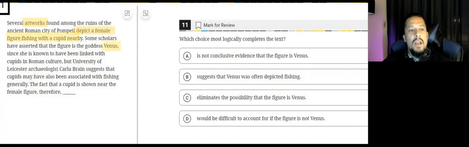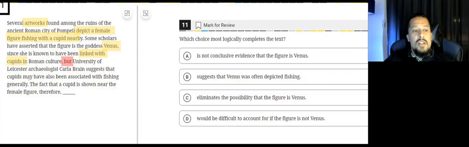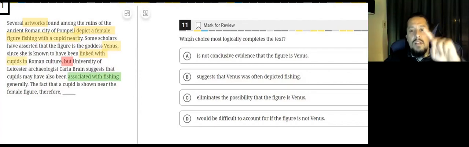And why did they think it was Venus? Because she was linked with Cupids in Roman culture. Okay, but notice the shift here, that's important. So now we have some important information. The university professor Carrie Brain suggests that Cupids are also associated with fishing. Okay, so that means, well, think about it now. So now you're saying, well, if this plus this is true, this plus this can also be true.